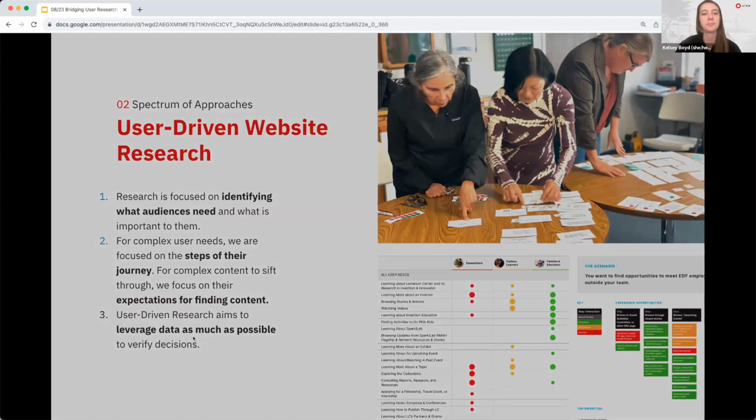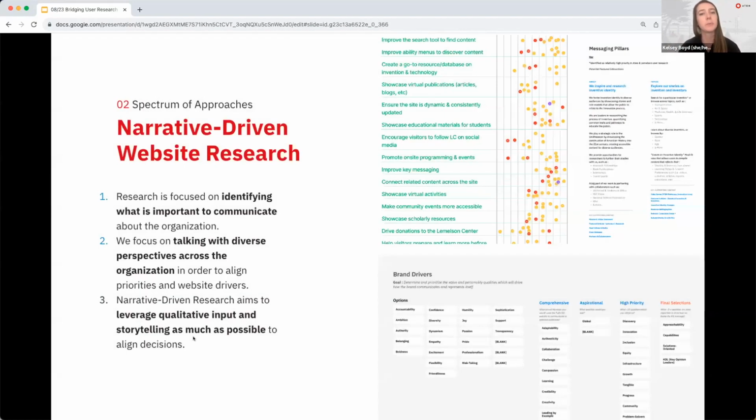For more narrative-driven website research, we focus this more on identifying what is important to communicate about the organization. So we focus on talking to diverse perspectives across the organization through tools like interviews or surveys, and we're really looking to align priorities and website drivers, often with a core team. So this aims to leverage qualitative input, those conversational narrative aspects, and really leverage storytelling as much as possible to align decisions.